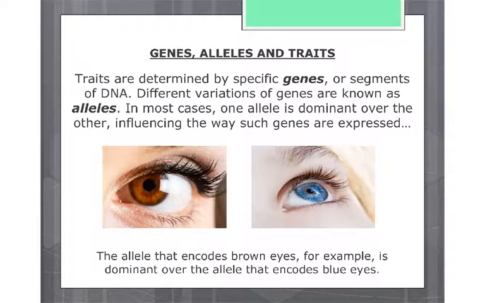Okay, so genes, alleles, and traits. So these are very important and key terminology that we need to know. So traits are determined by specific genes or segments of DNA. Different variations of genes are known as alleles. Okay, this is important. You need to know that for your notes. In most cases, one allele is dominant over the other, influencing the way such genes are expressed. So the allele that encodes for brown eyes, for example, is dominant over the allele that codes for blue.